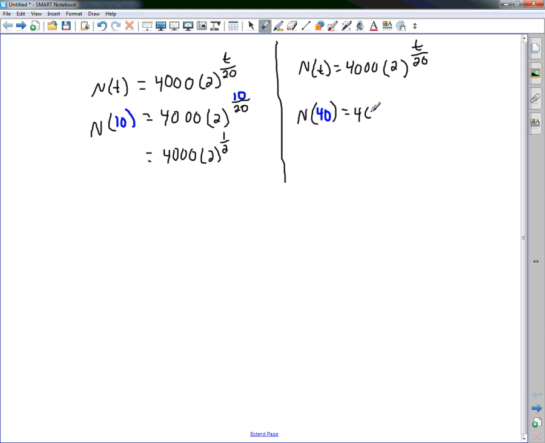equals 4,000 times 2 to the power of 40 over 20. So now we have 4,000 times 2 to the power, well, 40 over 20 reduces to just a 2.